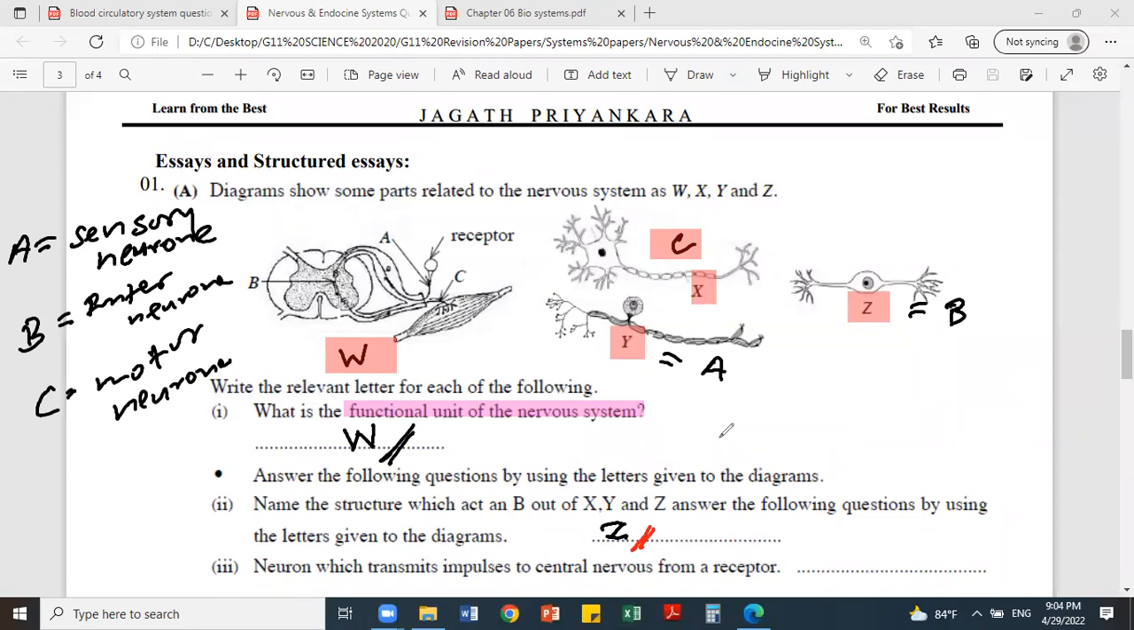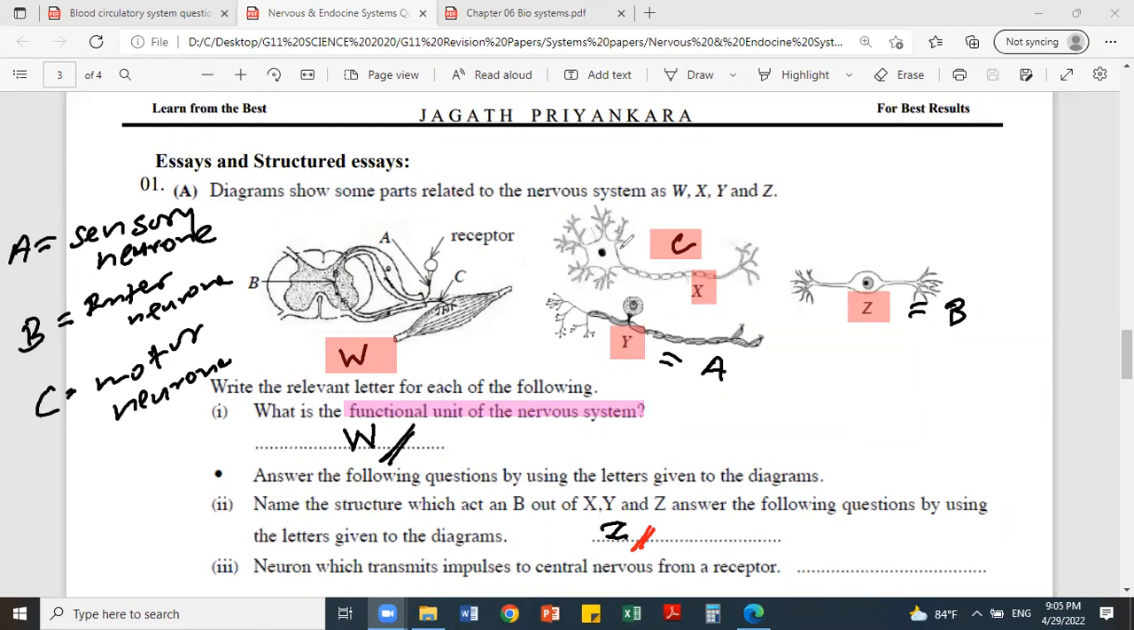Then, the neuron which transmits impulses to the CNS from the receptor. Who transmits impulses from the receptor to the CNS? Who can give me the answer? Dasula, what is the answer for this? X? Why? Some of you are saying Y, some of you are saying X.